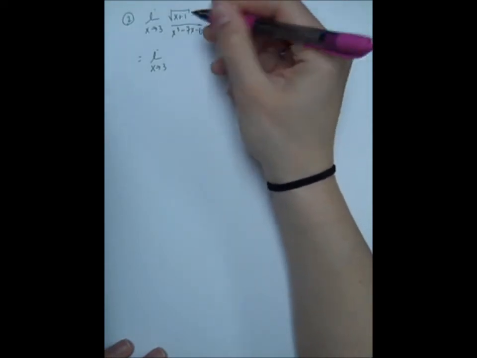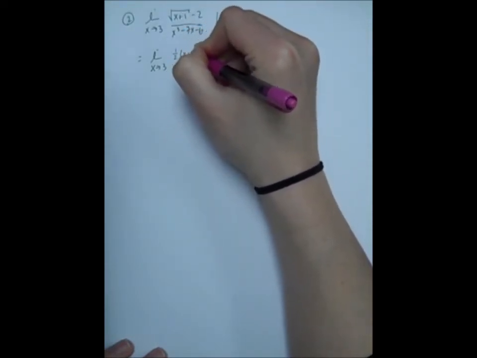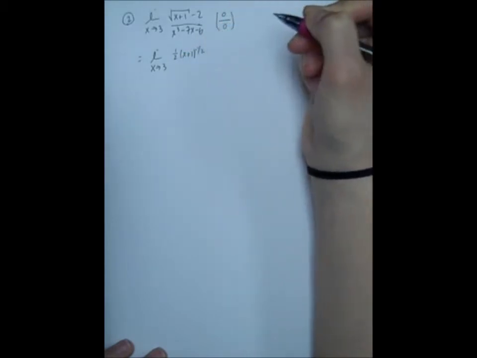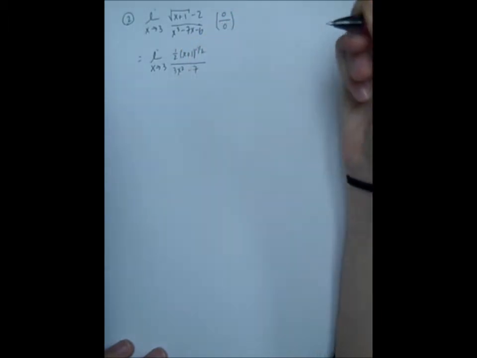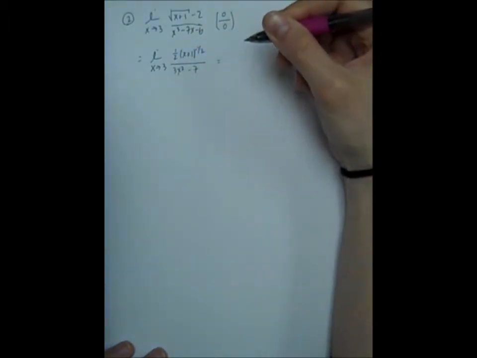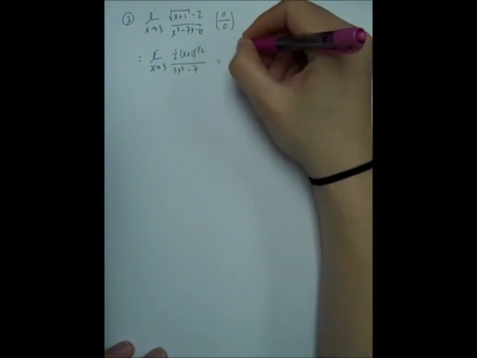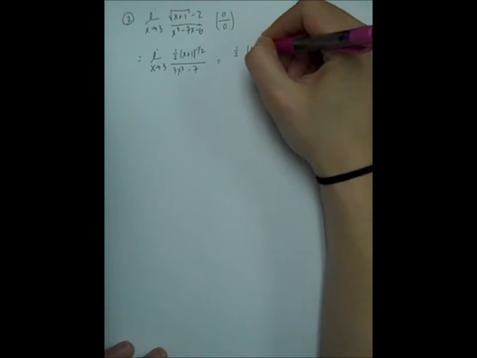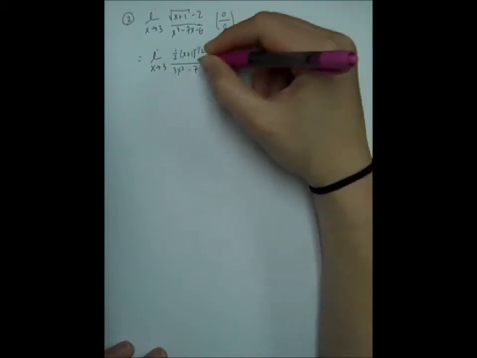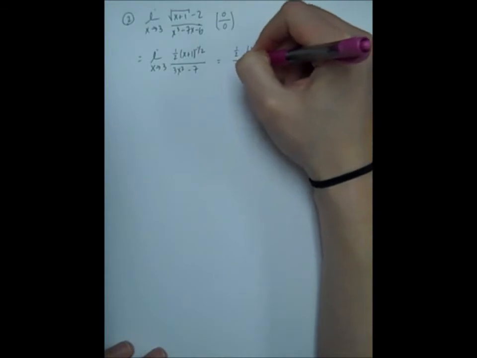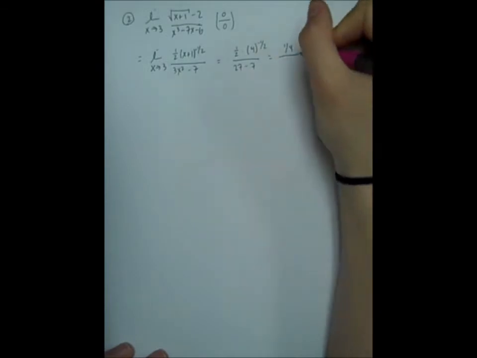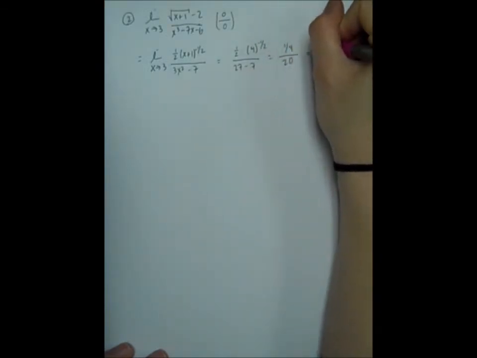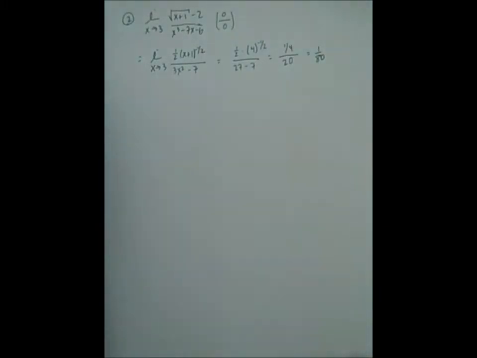So the derivative of the square root of x plus 1, that's 1/2 times x plus 1 to the negative 1/2. And then in the bottom I'll get 3x squared minus 7. And now let's see what happens. If I plug in 3, I'll get 1/2 times 4 to the negative 1/2 over 3 times 9 is 27 minus 7. So this will be 1/4 divided by 20. So 1/80. So my original limit is 1/80.